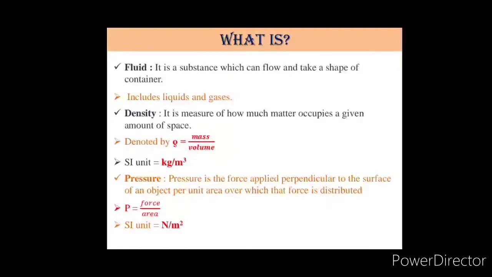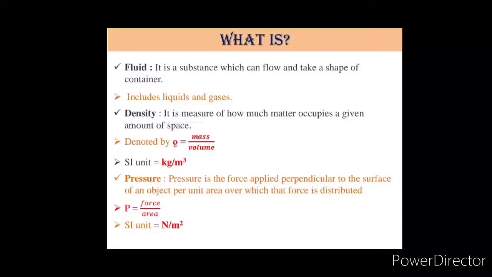Fluid. It is a substance which can flow or take the shape of a container. So from this we can say that the liquid and gases are the example for the fluids. Density. It is a measure of how much matter it occupies a given amount of space, and it is denoted by rho, which is equal to mass upon volume. Its SI unit is kg per meter cube.